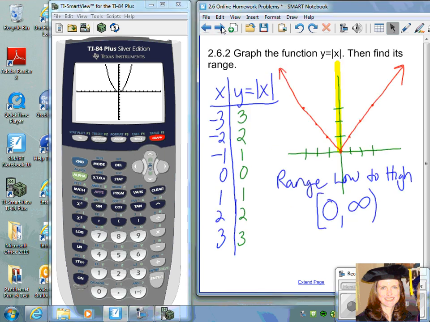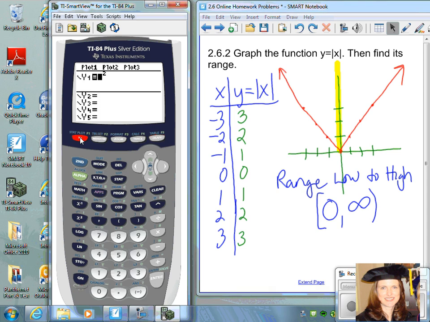Let's do the same thing for number 2. How do we graph y is equal to the absolute value of x? Well, on your graphing calculator, again, turn the calculator on, go to the y equals button, clear what's there, and this time we're going to type in the absolute value of x.